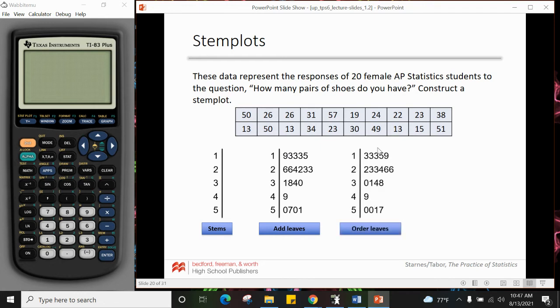And then once you have all of it, now you order the leaves. So now these are all in ascending order. And then you have to add a key. This was just on the AP test. There's one with this, and if you don't add a key, you automatically lose points. So the key is just you pick any number you want. Like, hey, this 4 line 9 represents a female student who reported having 49 pairs of shoes.